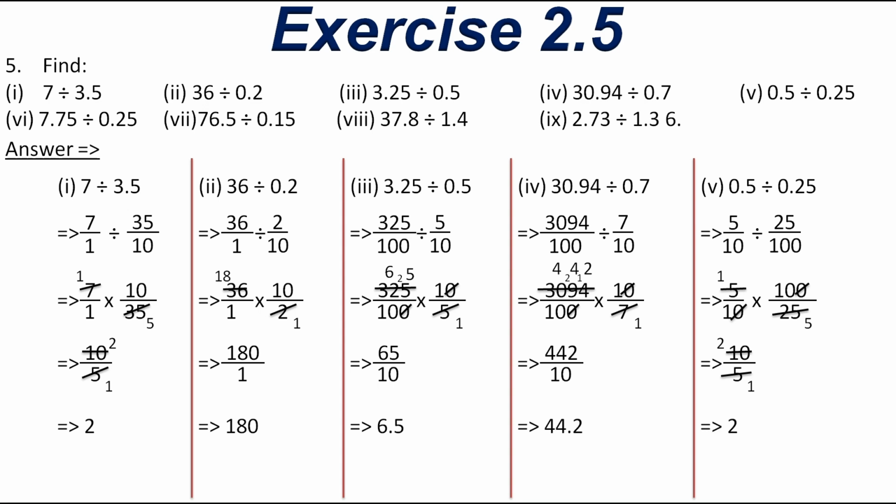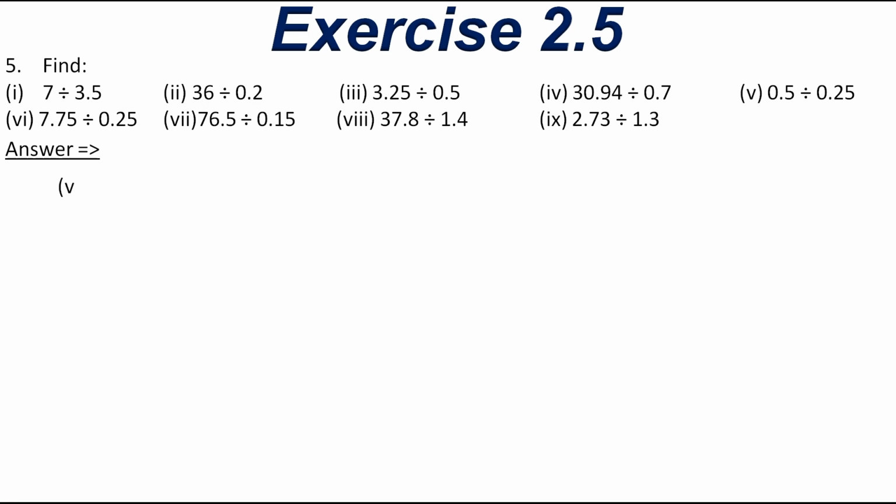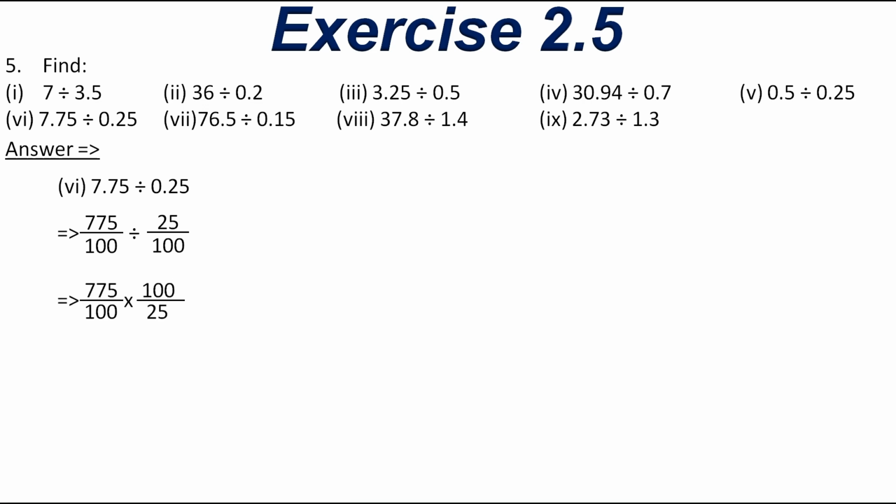Okay. Next we have sixth one, that is 7.75 divided by 0.25. Now 7.75 can be written as 775 upon 100 and 0.25 can be written as 25 upon 100. Now we have to change the sign and we have to write the reciprocal of the second number. Okay. Now here 25 ones are 25, 25 threes are 75, 2 remain. Again 25 ones are 25. And both the zeros will go. So 31 ones are 31 and 1 ones are 1. So the answer we got is 31.